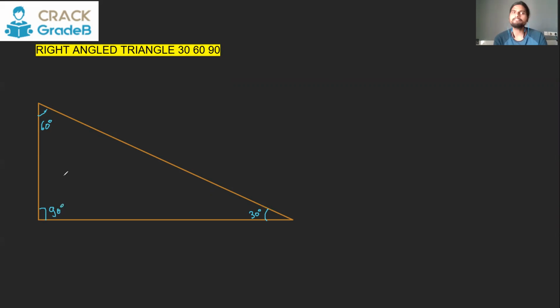Calculating the area of a right angle triangle is very easy, because if I say this is A, this is B, and this is hypotenuse H, then the area is going to be half into A into B, because A and B are perpendicular to each other. So A can be considered as the height and B can be considered as the base. So area finding is very easy.